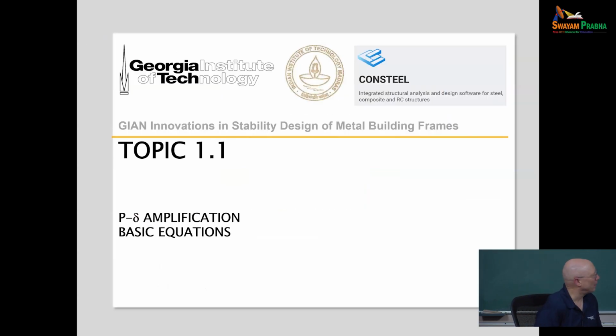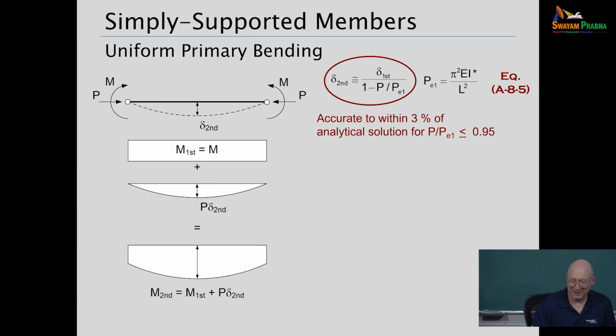All right, so topic 1.1. Let's start with the most basic problem you can possibly talk about in terms of second-order effects. We've got a member that's subjected to axial compression and subjected to equal and opposite bending moments, so it's in uniform primary bending. But, of course, we have a deflection of the member in bending, and because of the axial compression, the bending is increased. That's what we call our P small delta effects here, because the ends of the member aren't moving.